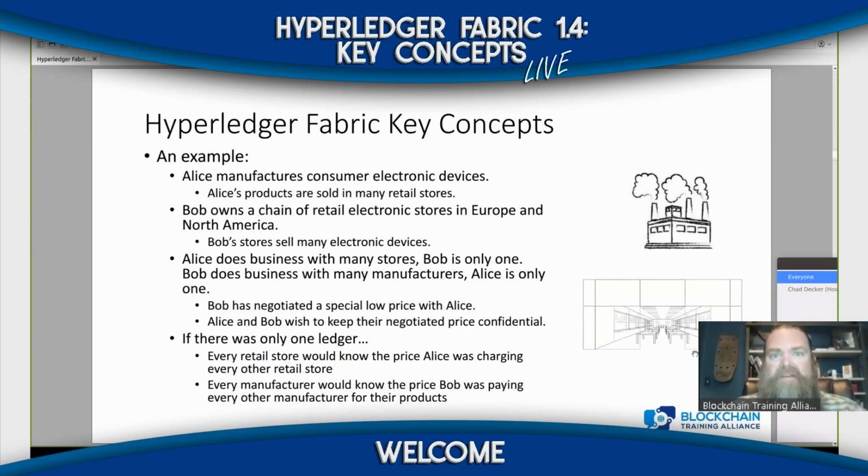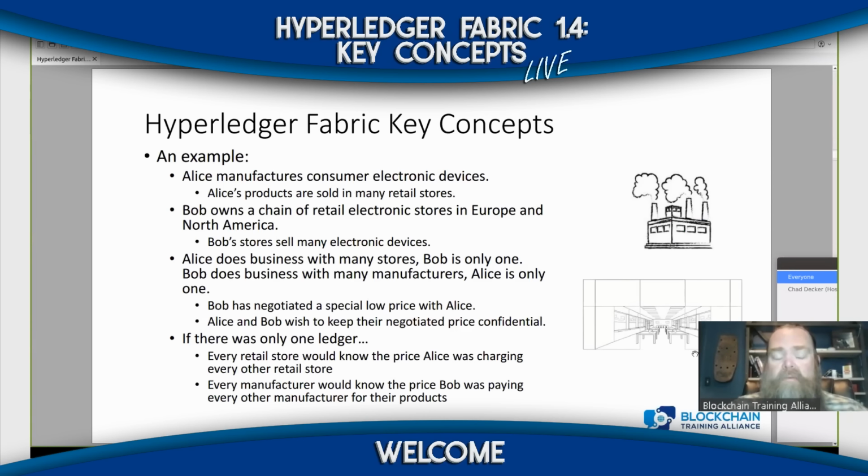And that might be information that Bob doesn't want to share. So rather than keeping all this information on one ledger where everyone can see it, in the Hyperledger Fabric world, we can create a channel. And one of the things that a channel comes with is its own ledger. That means that Bob and Alice can set up a channel between themselves.